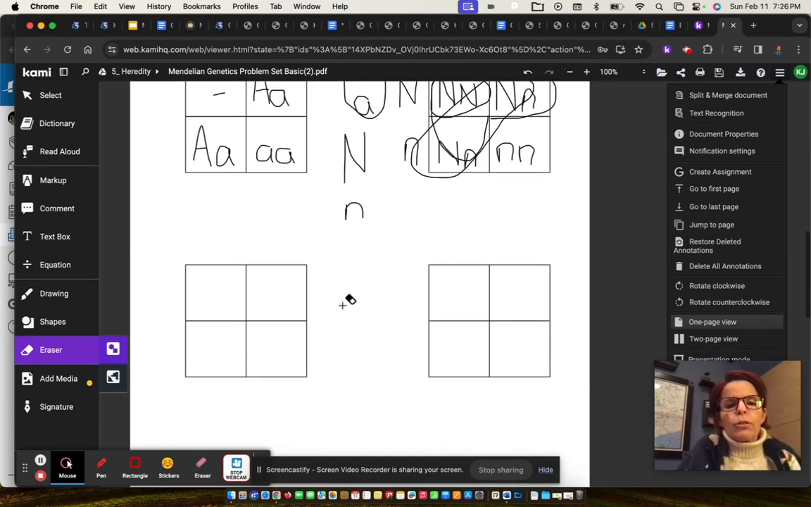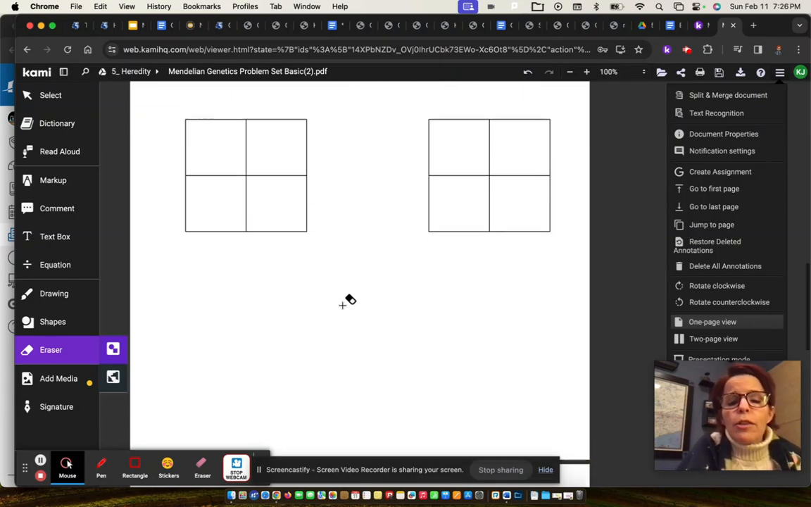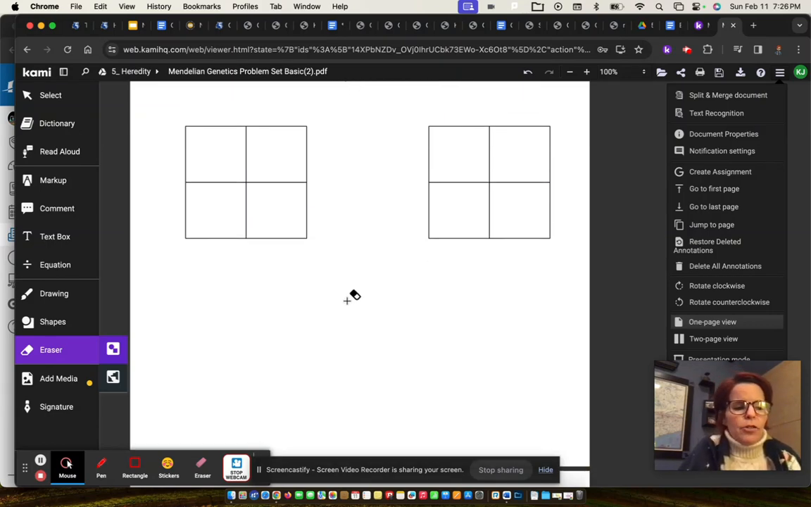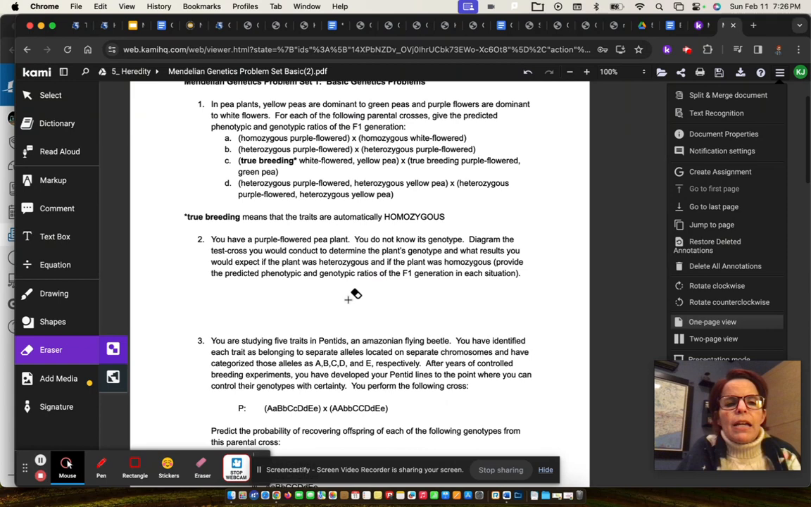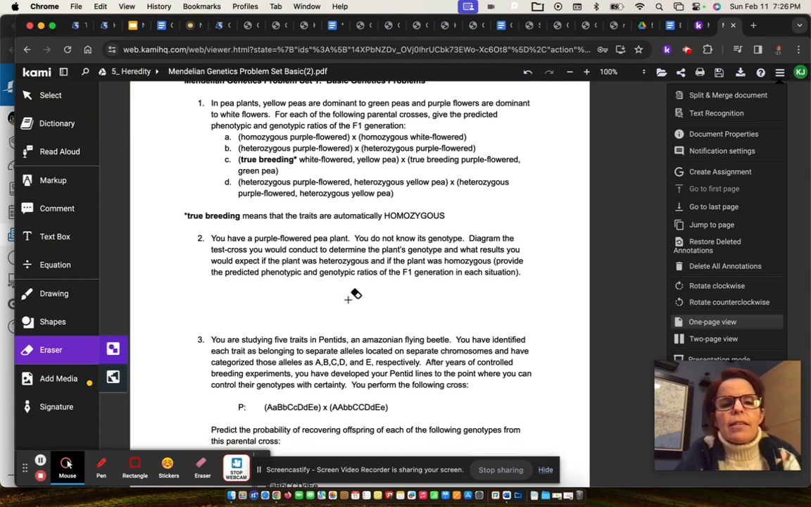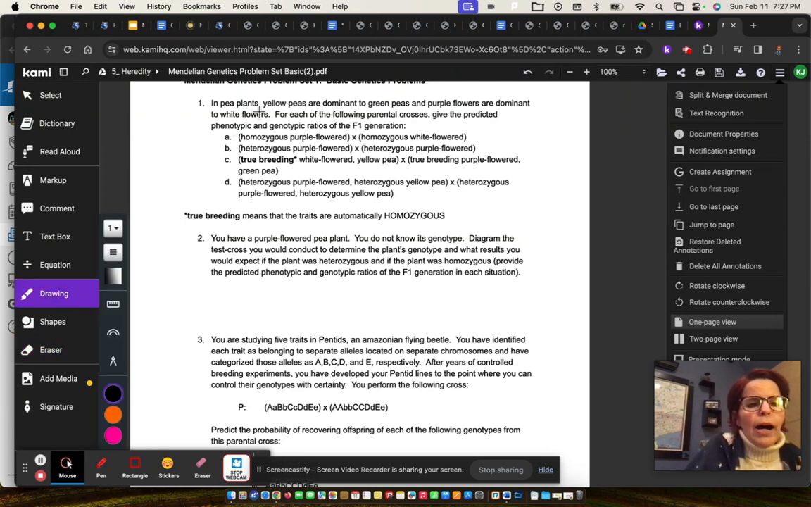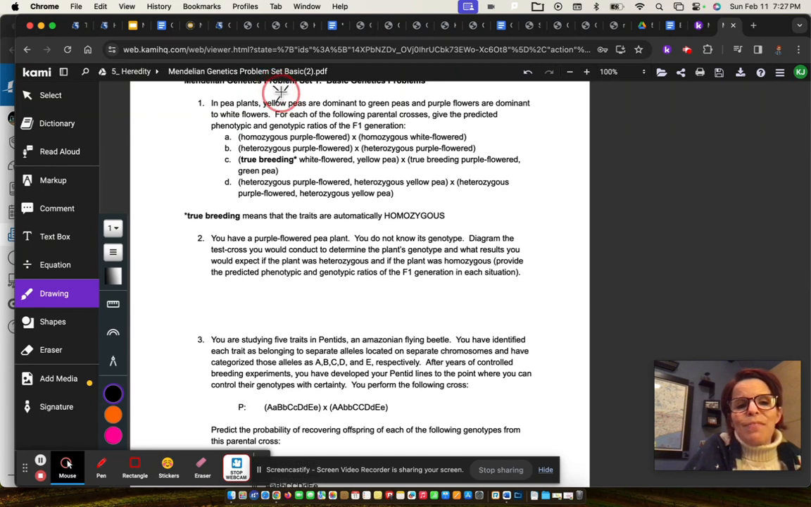Okay, so I'm just going to scroll down for a second. Let's try the problems that are actually on the page. So let me go up and let's read these problems. It says in pea plants, yellow peas are dominant to green peas. So that means that we're going to use the letter Y, capital Y for yellow, because that's the dominant trait. And then green, you don't use the letter G, you use a lowercase y. So you use a lowercase letter of the same trait. So we'll say lowercase y for green.